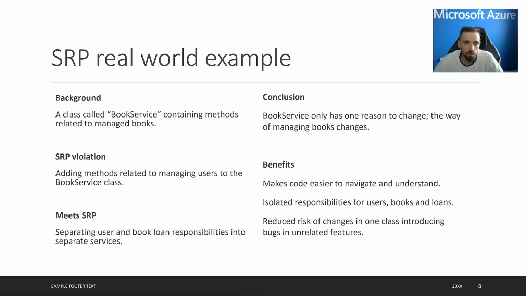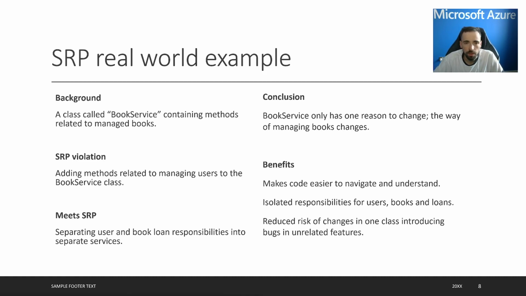So as a real-world example around our library management application, there is a class called BookService containing methods related to managing books. We would violate SRP by adding methods related to managing users to the BookService class. The way that we could instead meet SRP is separating users and book loans into separate services and classes. By doing this, it ensures that BookService class only has one reason to change, and that is that the way of managing books changes.